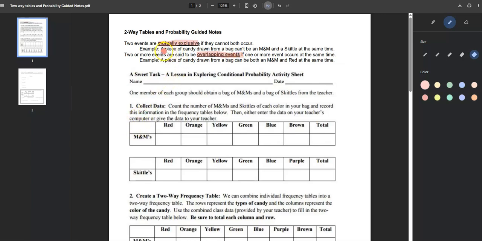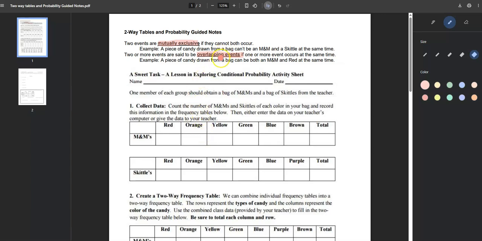Mutually exclusive events are two events that cannot occur at the same time. And then overlapping events are two events that can occur at the same time. So I love using this example. Let's say that we had a bag of M&Ms and a bag of Skittles. Those two events are what we consider to be mutually exclusive. The candy is either M&M or Skittle. There's no mixed candies. So those would be mutually exclusive.